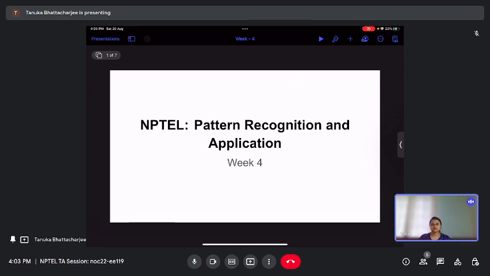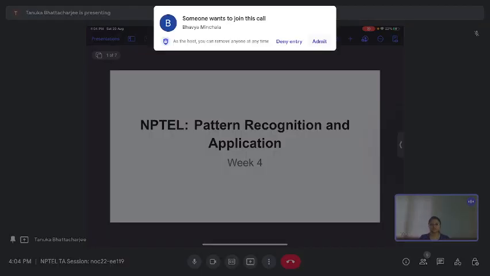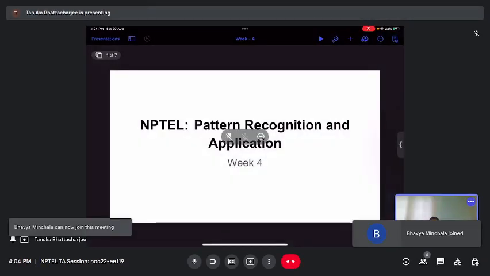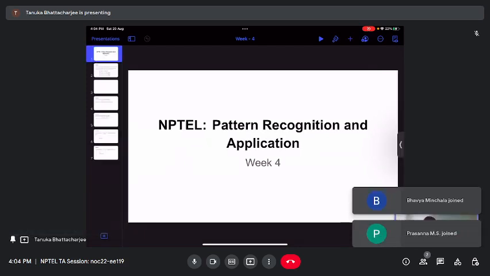As in the last problem solving session, we solved several problems from Bayesian decision rule and discriminant functions. Today we will take up one more problem from discriminant functions or decision surface, and then we will move on to parametric probability density estimation, particularly the maximum likelihood estimation based problems. So let us get started with our first problem for today.